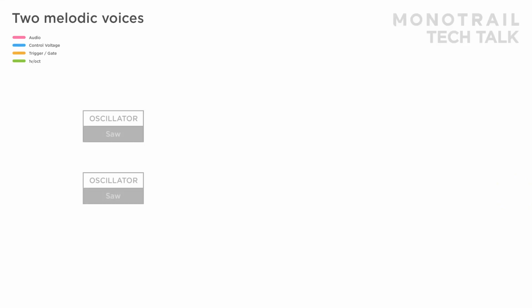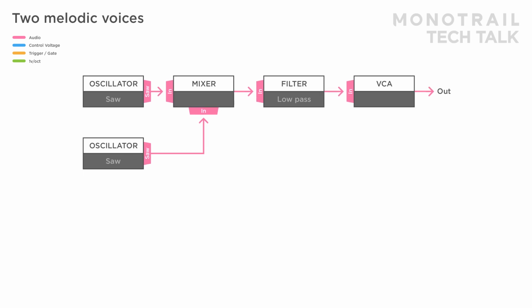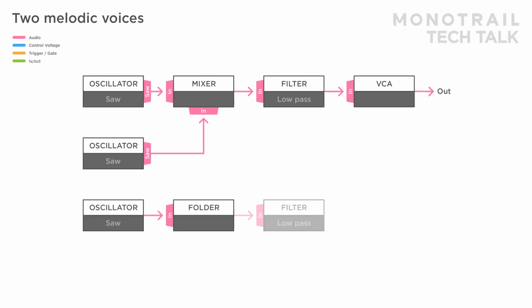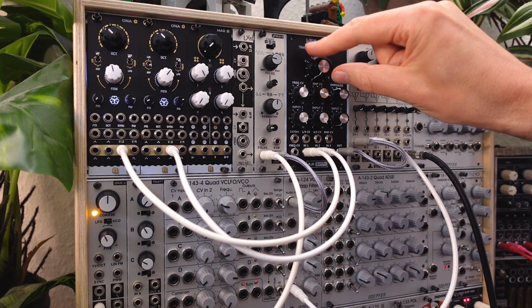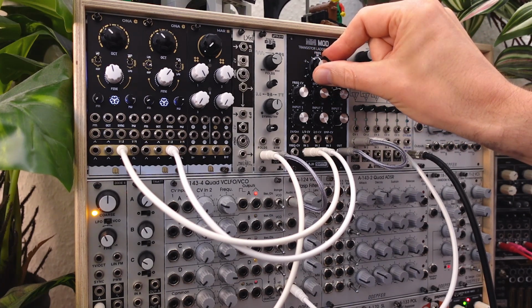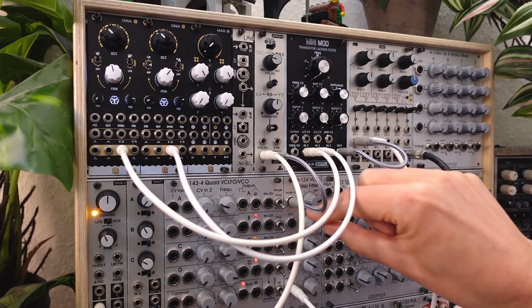In essence, this generative patch is made with 2 synth voices and a lot of modulation. The 2 synth voices are very simple. One is made with 2 saw wave oscillators, a mixer, low pass filter and VCA, and the other with a single oscillator, wavefolder, low pass filter and VCA. The dual oscillator setup is tuned to different notes to create 2-note chords. And the single oscillator voice I'll call the lead voice.